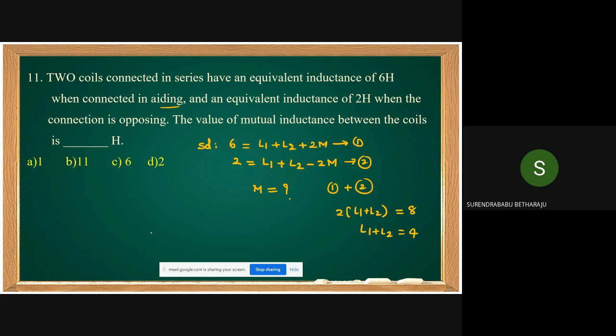If L1 plus L2 equals 4, take either equation 1 or equation 2. From equation 1, L1 plus L2 is 4, so 4 plus 2M equals 6. Then from this, 2M equals 2. What is M? M equals 1 Henry. Simple question. This is the previous ESC question only.